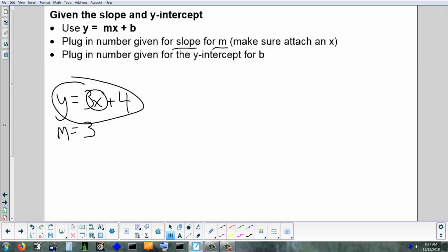All right? And then for the y-intercept, plug in the number given for the y-intercept for b. So you're going to use this formula: plug in the number given for slope for m, put the x next to it. If it's positive, put plus, and then whatever number we give you for the y-intercept. If it's negative, obviously put negative. Those are the steps you're going to follow if we give you a slope and y-intercept.